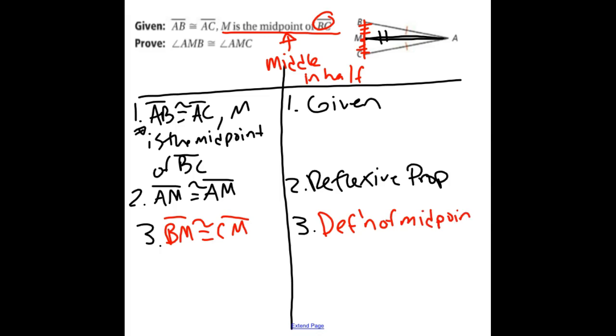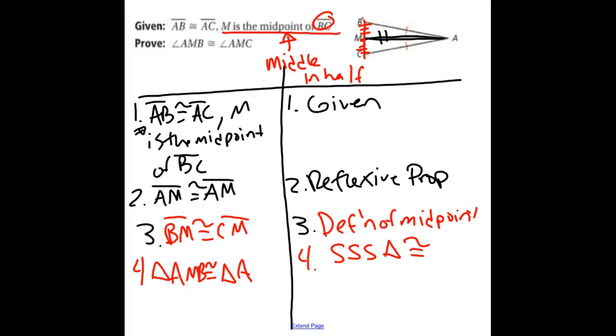Now, if you look at that, I've got three different side markers on there. You have side, side, side triangle congruence. We can in fact say that triangle, now I'd be careful when you name these, I'm going to go AMB, AMB is congruent to triangle. Well, we know that A corresponds to A, M corresponds to M, which means we must put C last.